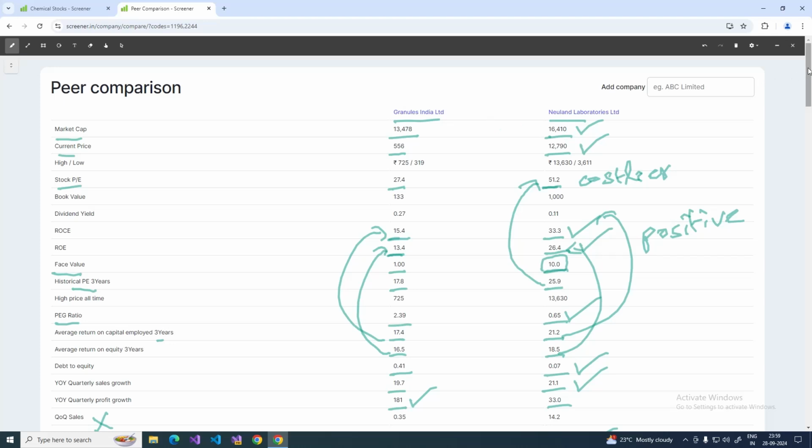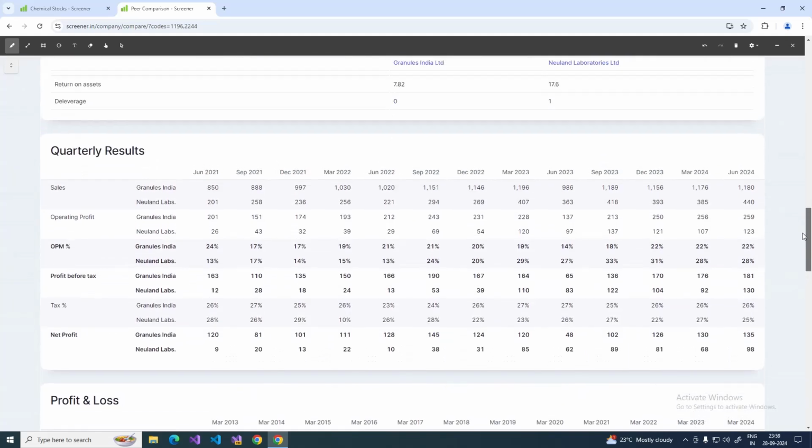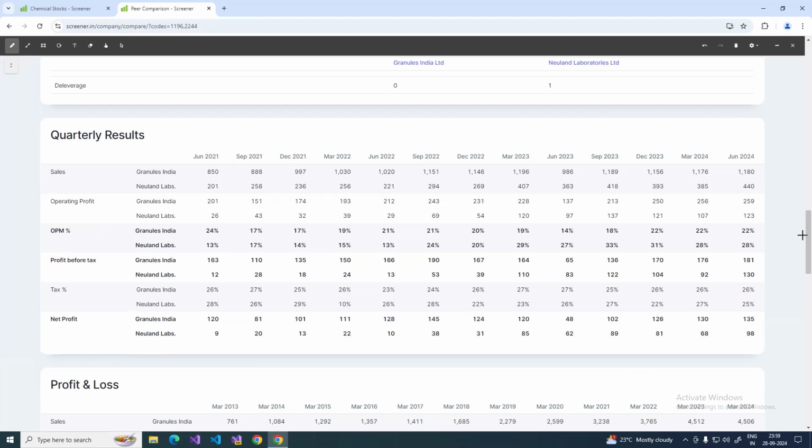Now I'll check results, like quarterly results and annual results. We'll go down. So here we have quarterly results. We have sales. The first one is Granules India, and the next one is Neulands. If you see here from 2021, Granules India sales increased: 850 crores, 888, like that, up to 1180 crores. So in June 2021, sales of Granules are 850 crores, and currently in June 2024, 1180 crores. So here sales increased.